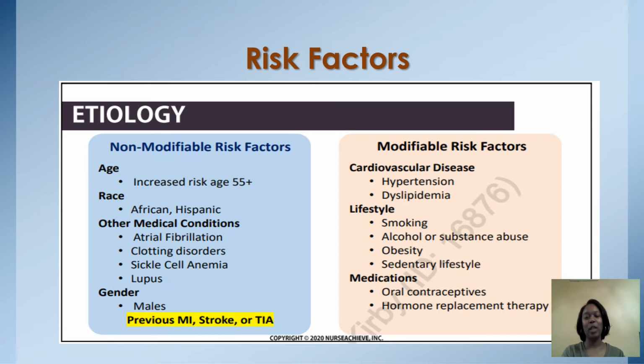Lifestyle changes also can decrease your risk factors. So stopping smoking, decreasing your alcohol intake, stopping any substance or illicit drug abuse, and reducing your weight. Obesity is a risk factor as well as a sedentary lifestyle. So just getting up and moving at least every 30 minutes is also good to increase the circulation in your body.